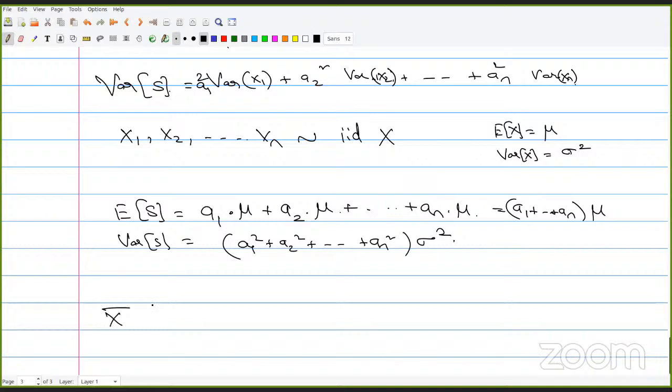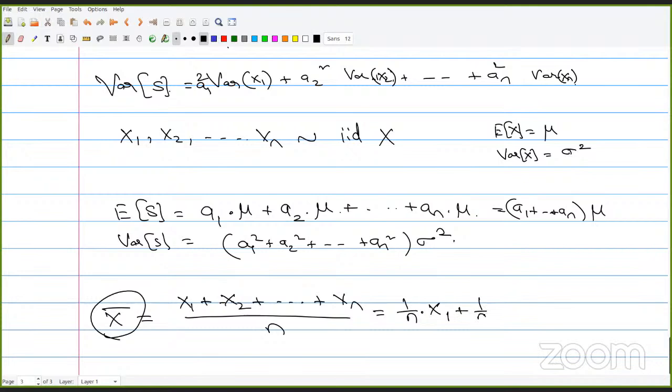Now let us look at x bar, which is the sample mean. So x bar is equal to x1 plus x2 plus and so on xn, by n, correct? So this x bar is nothing but the scaled sum of each of the random variables, where a1, a2, a3 and so on, an, are nothing but 1 by n here. So all ai's are 1 by n.